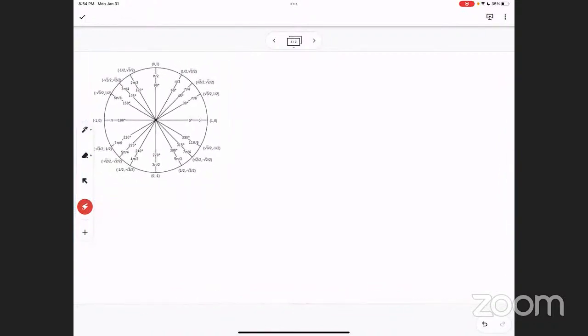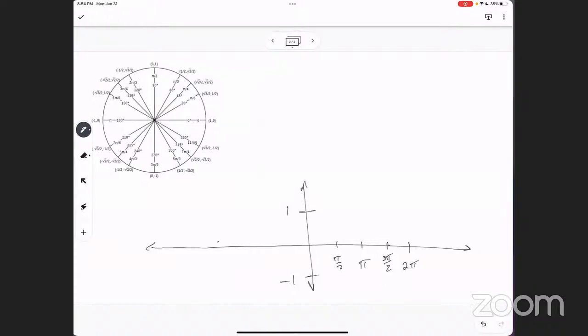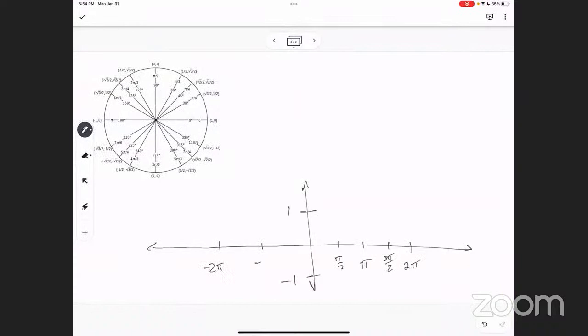So if you wanted to graph it, I'm going to help you understand how graphing works. So here's my graph paper. Here's 1 and -1, because that's the highest and lowest. Here's 2 pi. So this would be pi. So this would be 1/2 pi. And this would be 3/4 pi. And this would be -2 pi. And this is negative pi. And this is -1/2 pi. And this is -3/2 pi.